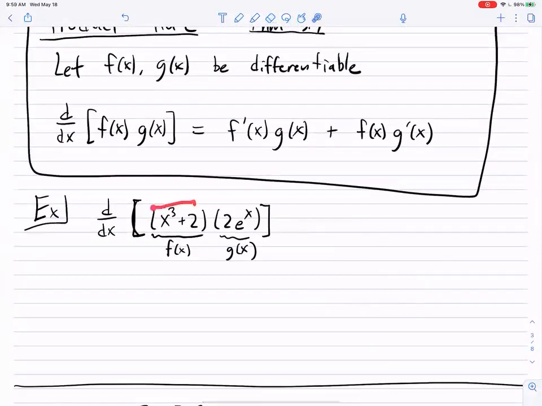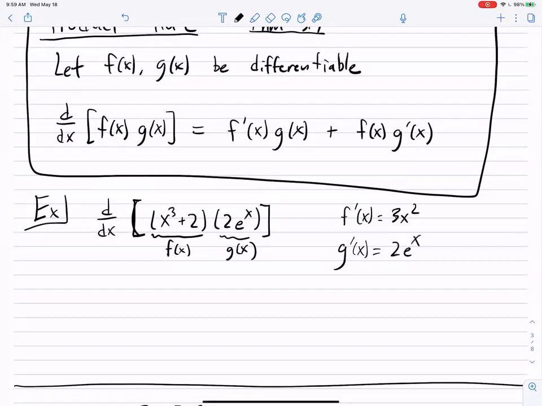So here's a function, x cubed plus 2, times a function 2 e to the x, and we're taking their product. And so the way that we can do this is by using the product rule. And so let's record what each individual derivative is. So f prime of x is going to be 3x squared. And then what is the derivative of g? It will be just 2 e to the x.